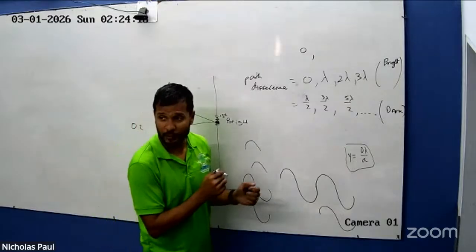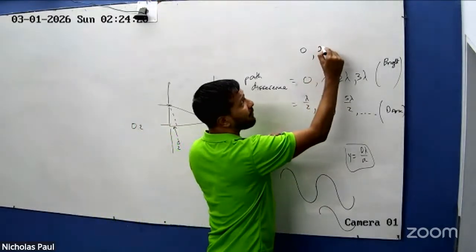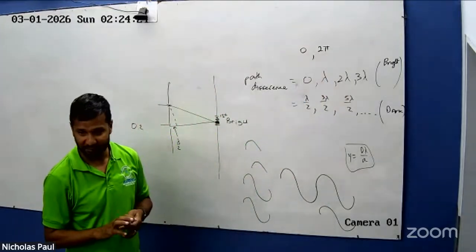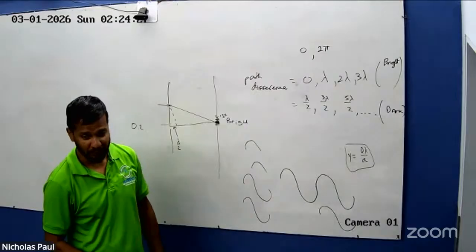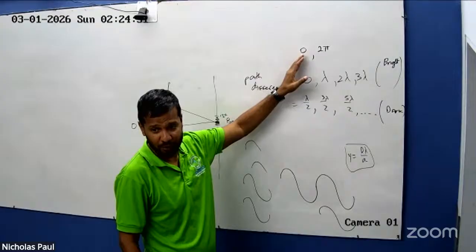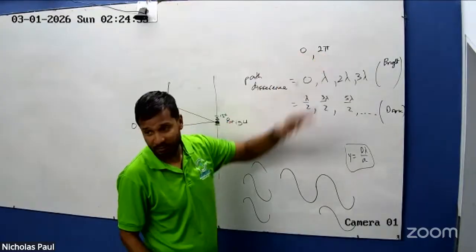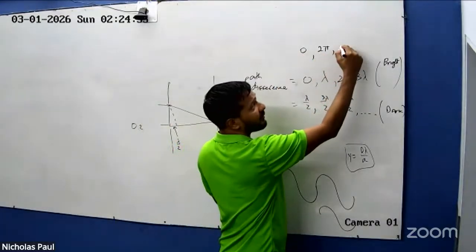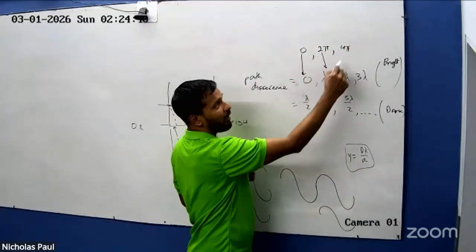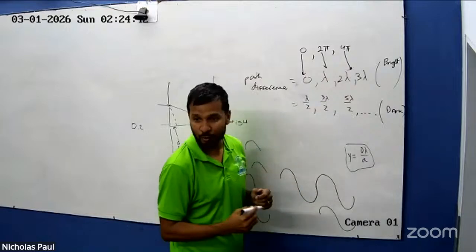If you watch back the formula, the phase difference is 2 pi. That's okay? So a bright fringe will occur at a phase difference of 0, a phase difference of 2 pi, a phase difference of 4 pi, and so on. 0 corresponds here, 2 pi corresponds here, 4 pi corresponds to 2 pi.